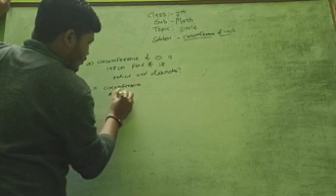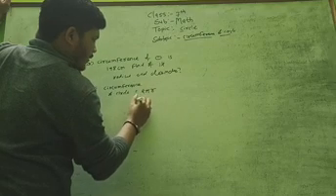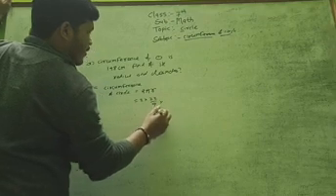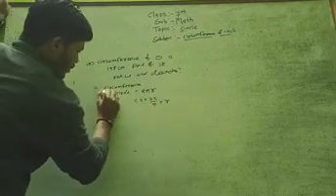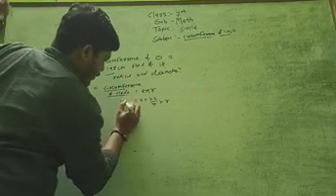The circumference of the circle is equal to 2 pi r. Pi is 22 by 7. What is r? We have to find out r, and the value of the circumference of the circle is given, that is 198.